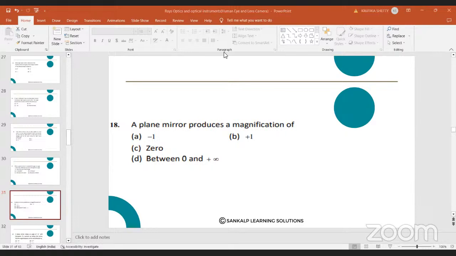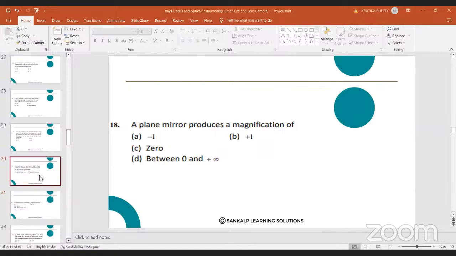Okay, I'll discuss the previous question, but first we will complete this. A plane mirror produces a magnification of +1. So option B is correct. It is always +1.